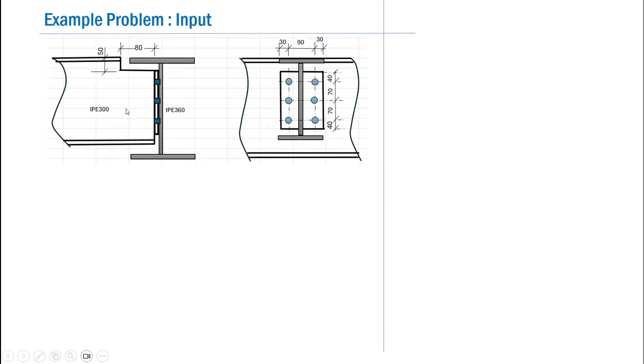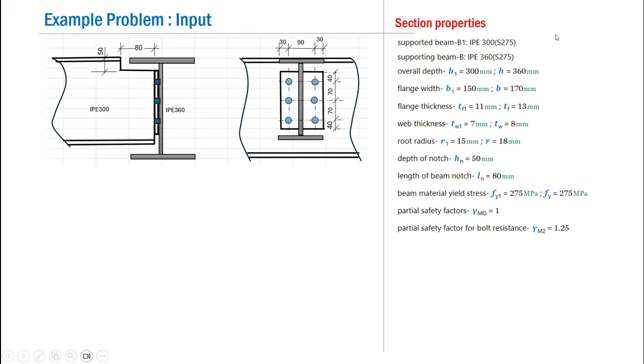So here is shown the sketch for the example problem. It is very clear that the supporting beam is IPE360 and the supported beam is IPE300. And here we have an end plate which is of dimension 220 by 150. So here is presented the section properties. Obviously we have two sections, that is one for the supported beam, that is IPE300, and the second for the supporting beam.